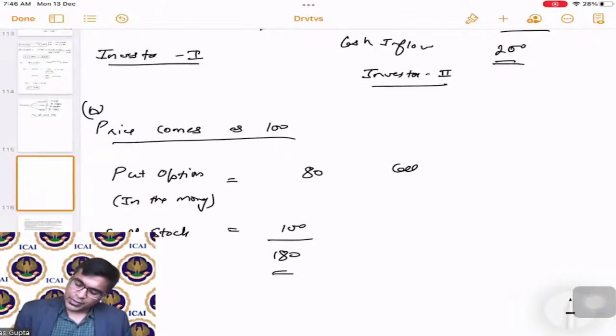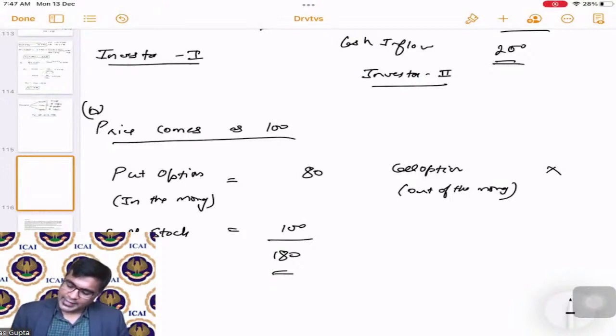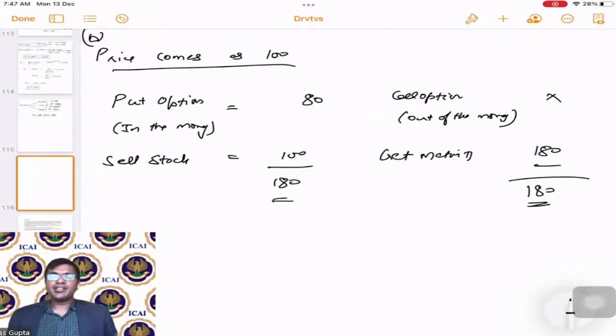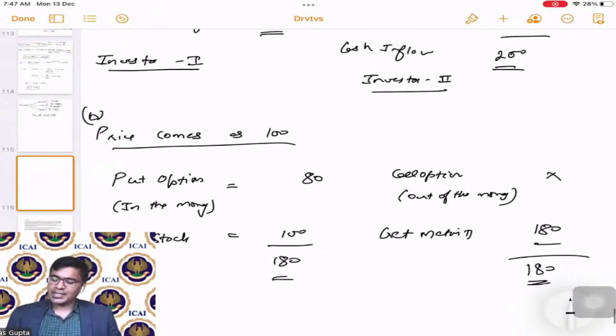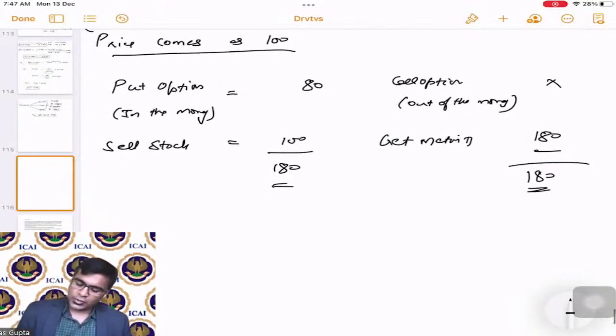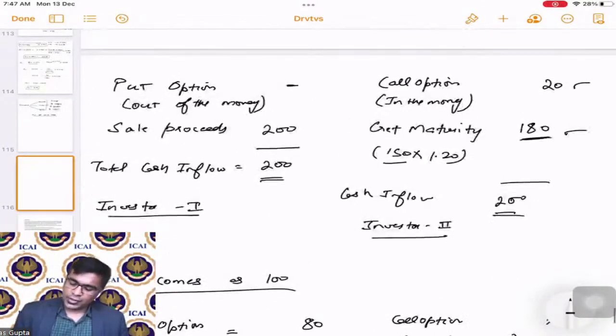And similarly for the call option, the option has expired and it is out of the money now. And he will realize the maturity value of the investment, which is equal to 180 rupees. Correct? This will not change. Maturity will be the same only. So hence here also it is 180. So whichever way you do, whatever price comes out to be, for both the investors the future cash flow is the same. Correct? This is also 180, this is also 180, this is also 200, this is also 200.